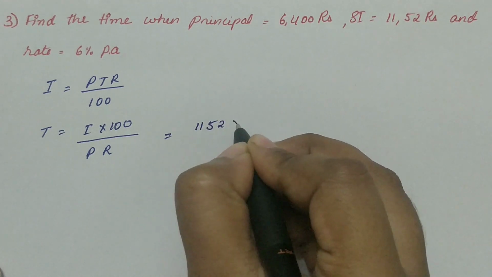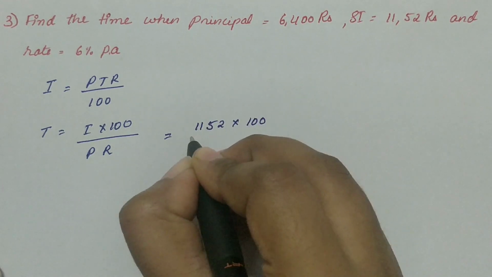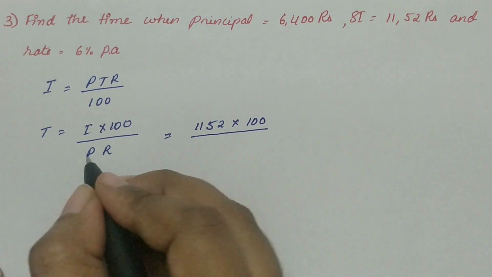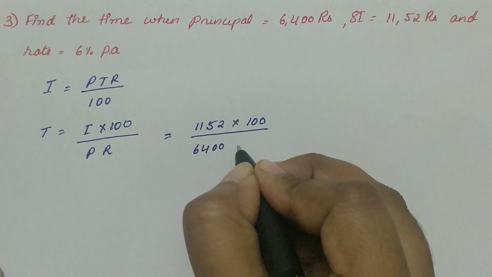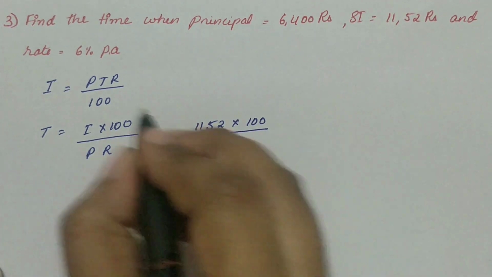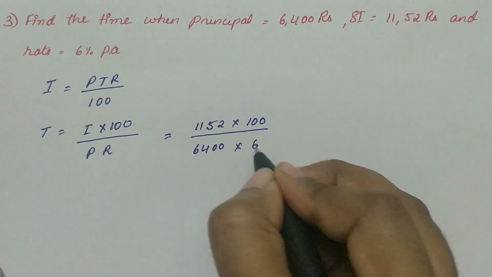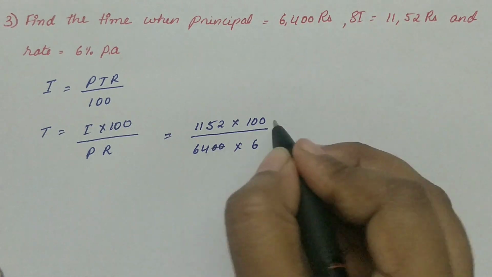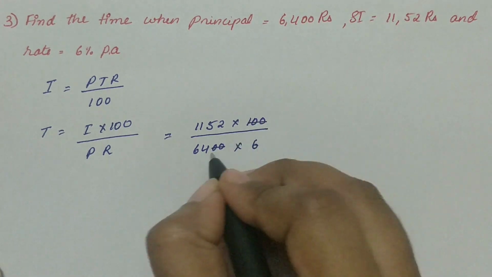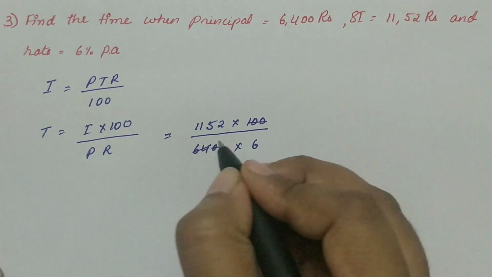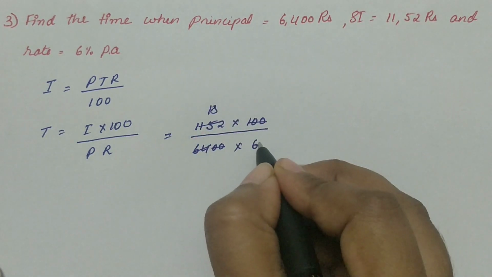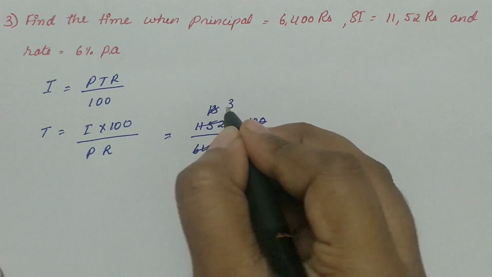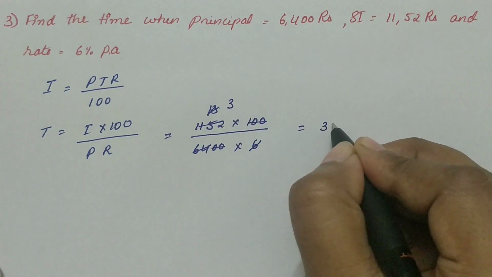So time equal to simple interest 1152 into 100 divided by principal equal to 6400 into R equal to 6. 100, 2 zeros cancel. 64, 18 times, 6 3 times, equal to 3 years.